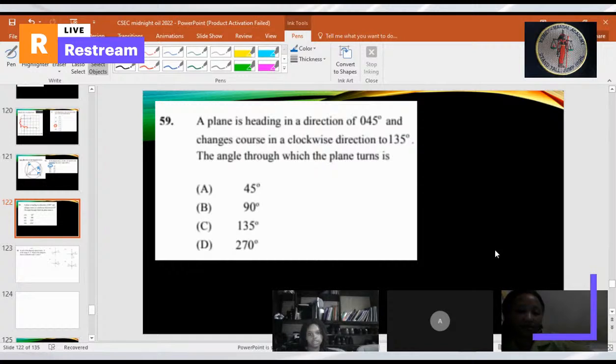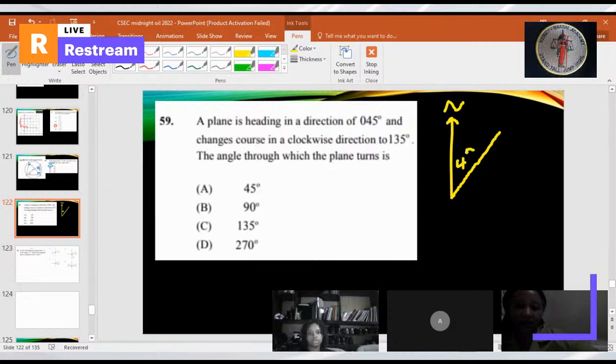45 degrees and changes course in a clockwise direction to 135 degrees. The angle through which the plane turns is, miss, so it's going northeast and it turns clockwise to 135. So we measure bearings from the north. So that's north. It starts here, it's going at 045, right? Yes, miss, that's 45 degrees.